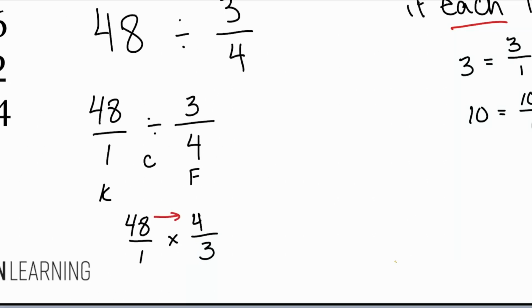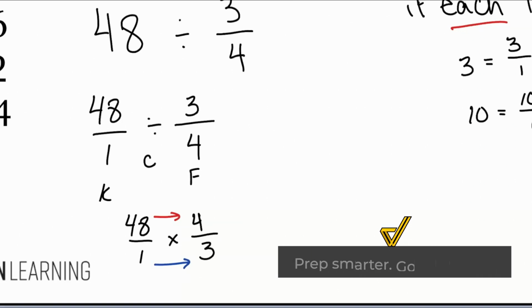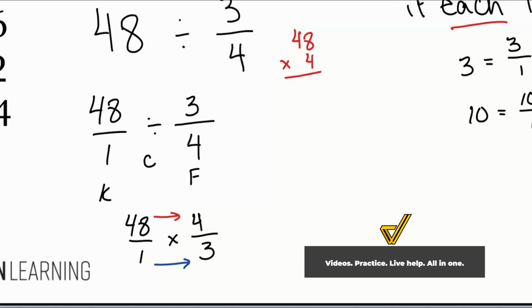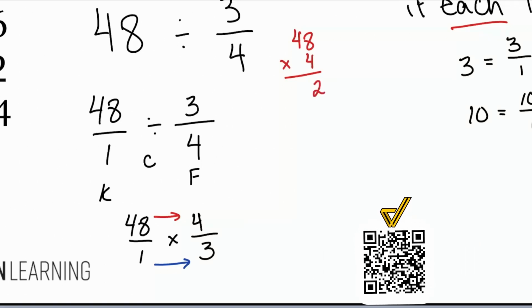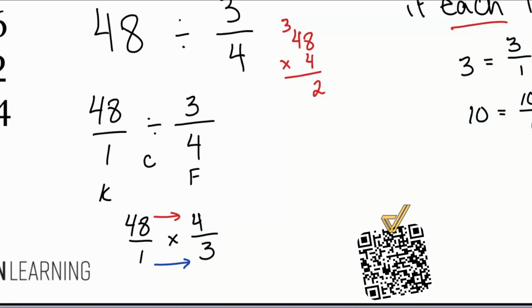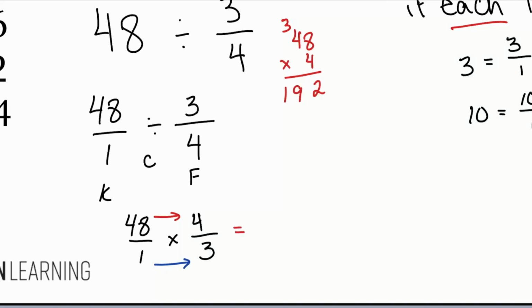So here we go. 48 times 4, and then 1 times 3. So 48 multiplied by 4, let's figure out what that is. 8 times 4 is 32. Carry the 3. And then 4 times 4 is 16, plus 3, that'll be 192. So right there, we have 192. And then in the denominator, we're going to have 3. From here, we'll divide 192 by 3. So let's finish up the operation here. Again, it's okay if you didn't simplify in the beginning. Just know that it's going to take a step or two at the end.